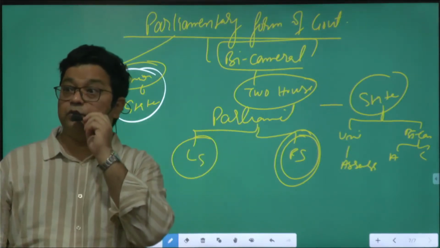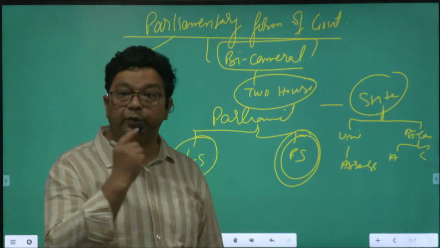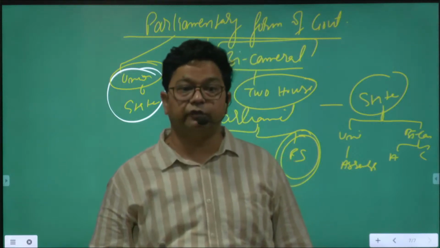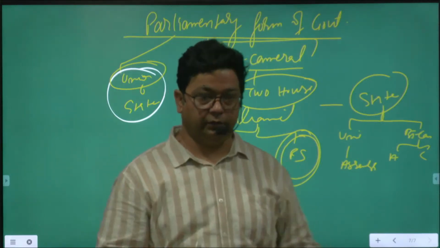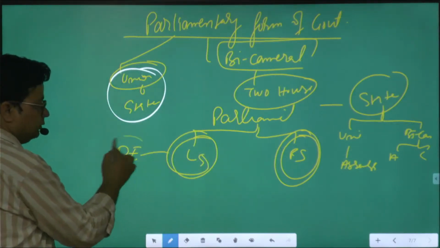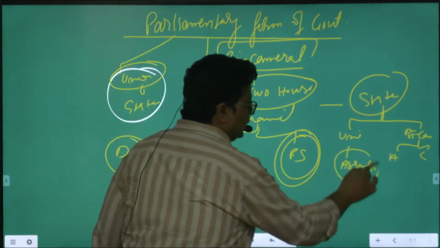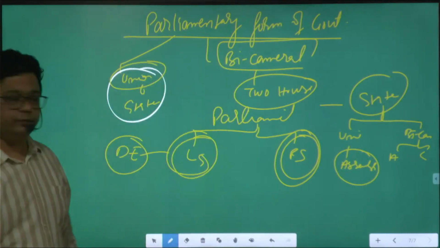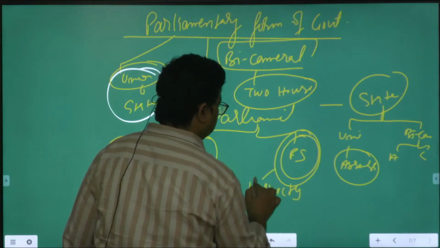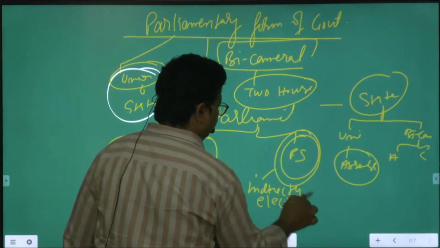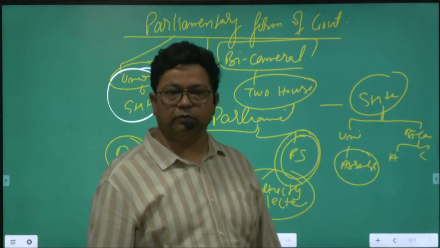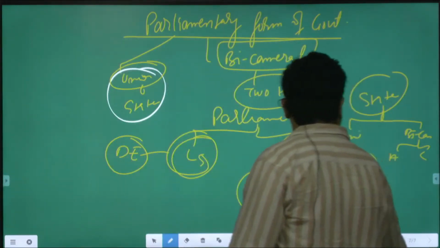Here we need to study the composition. When we talk about composition, what does it mean? How they are formed. So Lok Sabha is a directly elected assembly. Rajya Sabha is indirectly elected. Yes or no? Do you understand the meaning of direct elections and indirect elections?